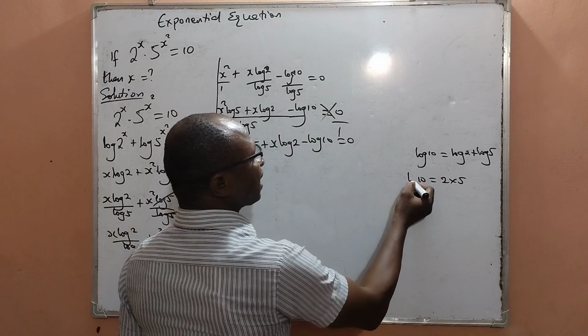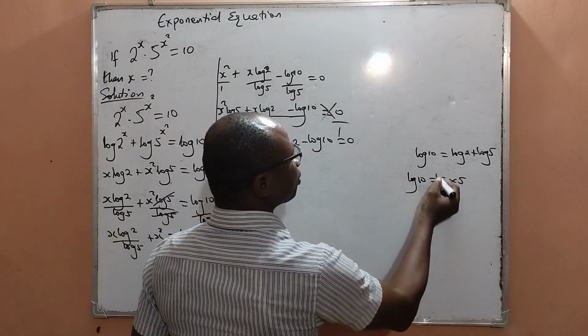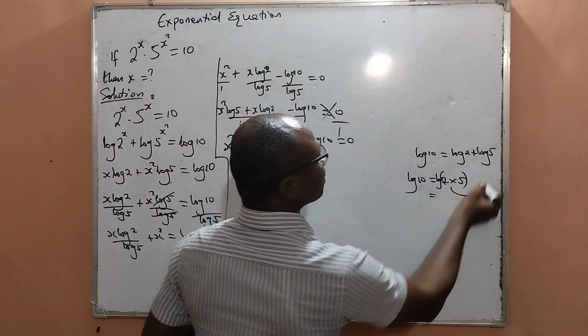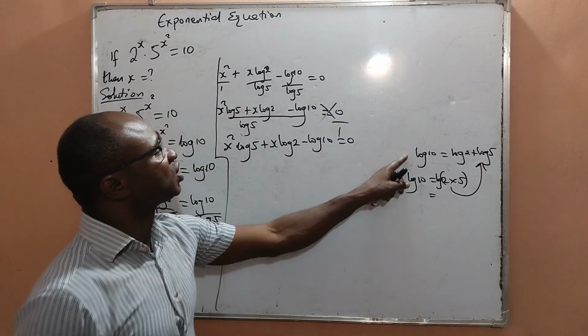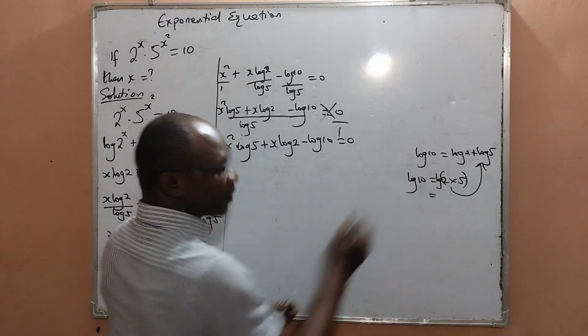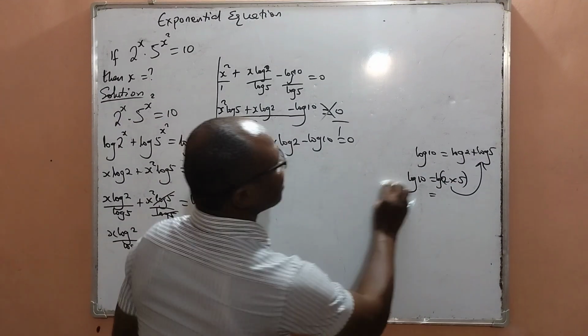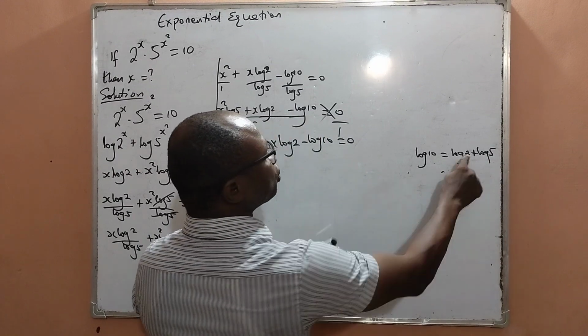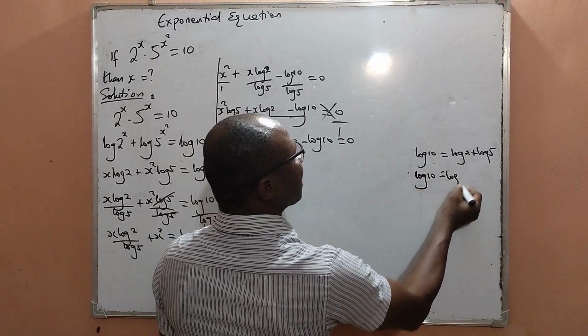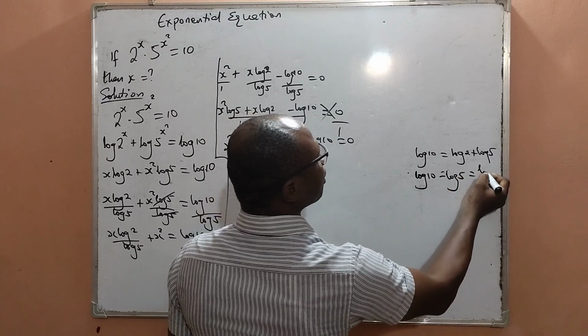So therefore, log 10 will now be equal to log 2 multiplied by 5, which if you expand, it will now give us this. Okay? So log 10 is equal to log 2 plus log 5. Now, from this, you can see that making log 2 the subject of the formula, I will now have log 10 minus log 5 is equal to log 2.